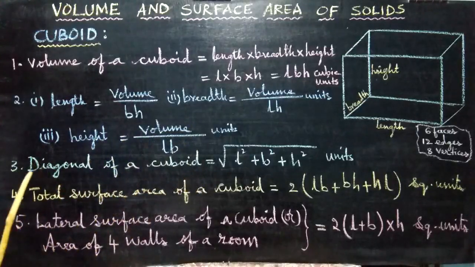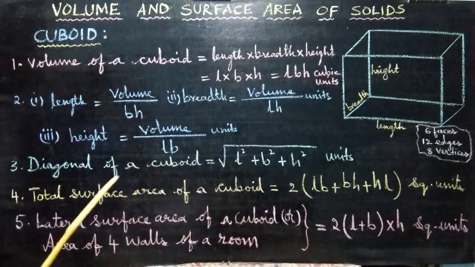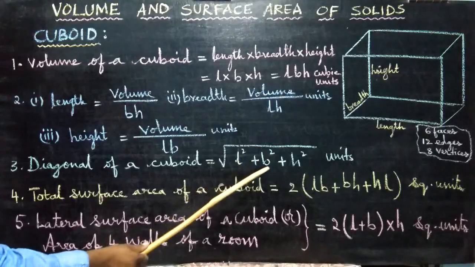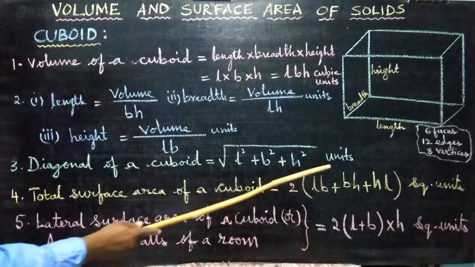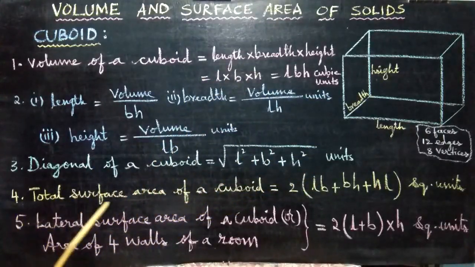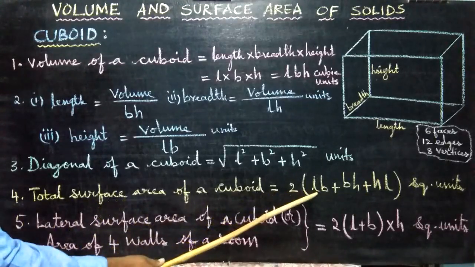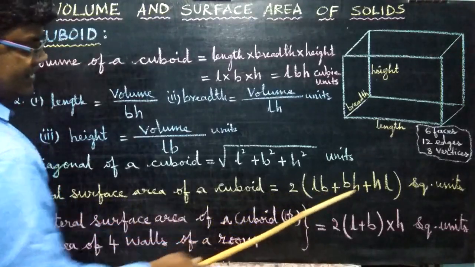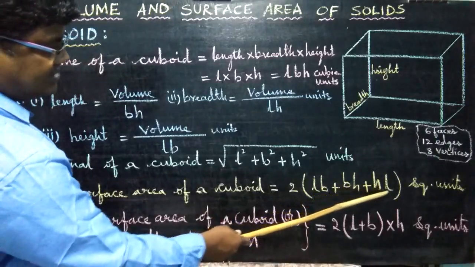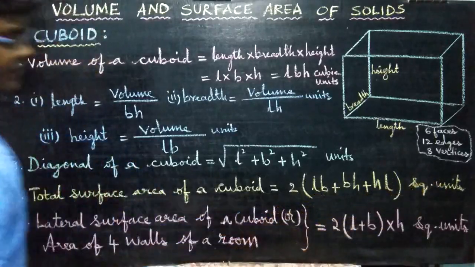Next, third one, diagonal of a cuboid, between opposite vertices. Diagonal of a cuboid is equal to square root of L square plus B square plus H square. Here also units will come. Next, fourth one, total surface area of a cuboid is equal to 2 into (LB plus BH plus HL). LB means L into B, BH means B into H, HL means H into L. Here 2 times we are multiplying, so square units will come.